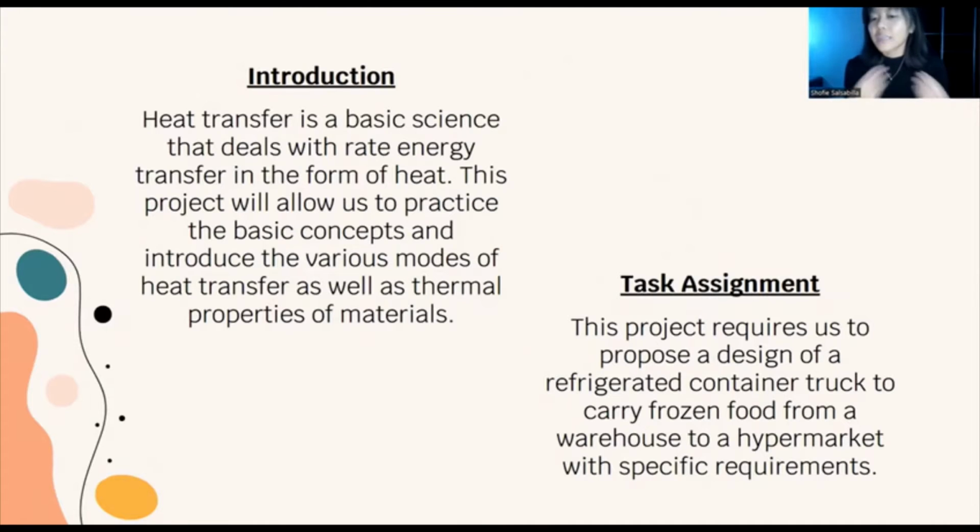The task assignment itself requires us to propose a design of a refrigerated container truck to carry frozen food from a warehouse to a hypermarket with specific requirements. Those requirements are the time lapse between the destination and the starting point, as well as the dimension of the container. Apart from that, any other requirements within this project are assumptions that we have made on our own. So without further ado, let me pass this over to Zaim so he can explain the heat analysis of this project.